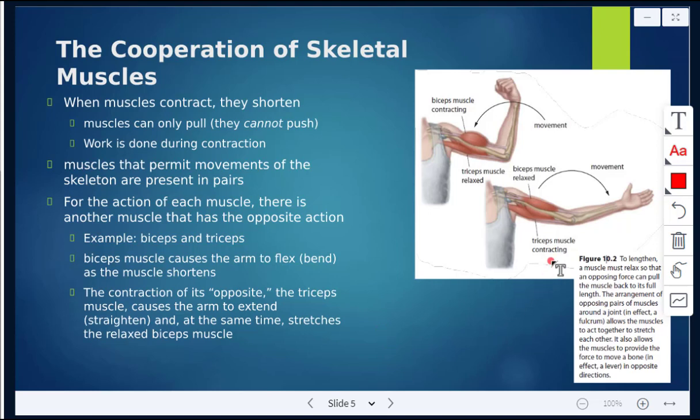All right, so again, to lengthen, a muscle must relax so that an opposing force can pull the muscle back to its full length. So we have that opposing pair of muscles around a joint. The joint is basically the fulcrum, and it allows muscles to act together to stretch each other. It also allows muscles to provide the force to move a bone, which is in effect a lever, in opposite directions.